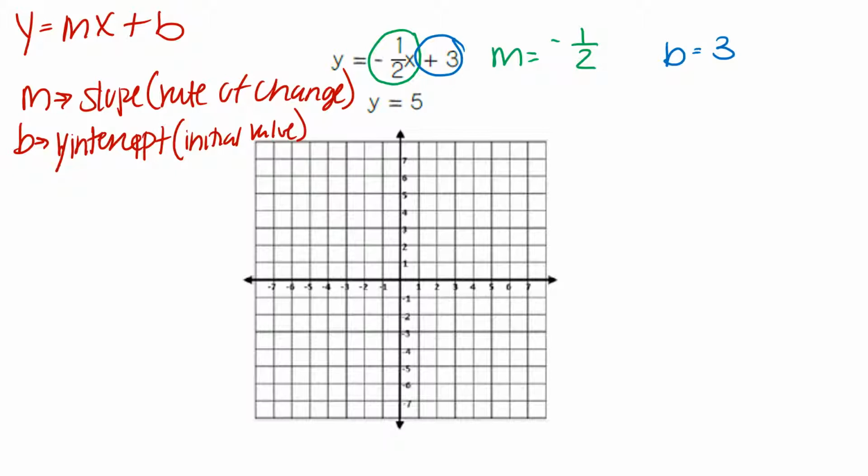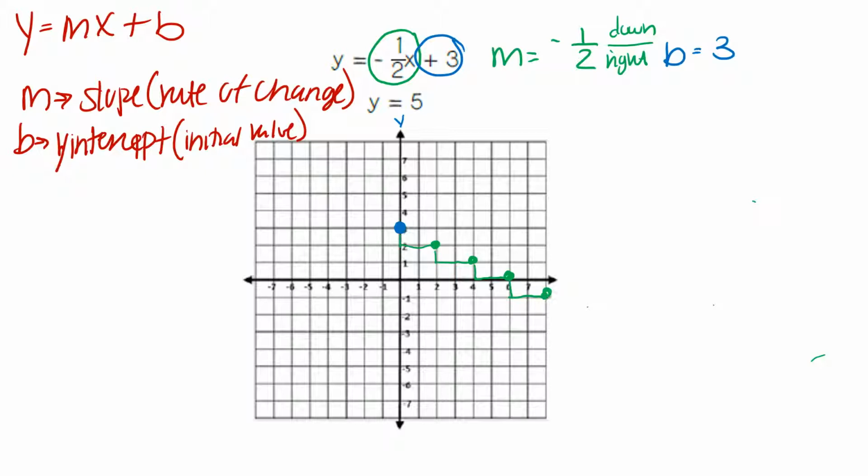Now when we graph it, we graph the b value 3 first on the y-axis, which runs up and down. So we graph 3. My slope, m, is a negative 1/2. Negative tells us to go down. So we're going to go down 1 and right 2. Starting at our point 3 that we graphed, down 1 and right 2, down 1, right 2, all the way to the edge of the graph.